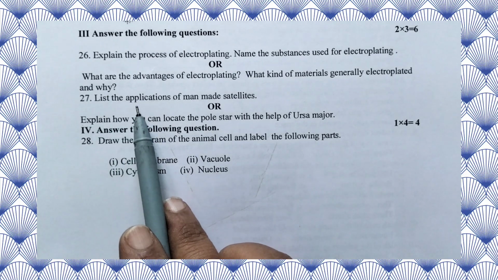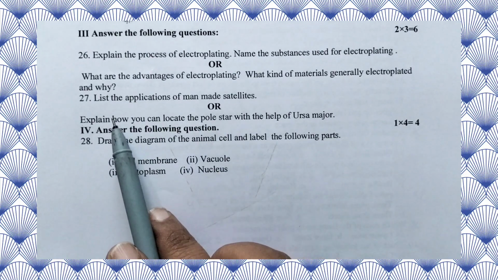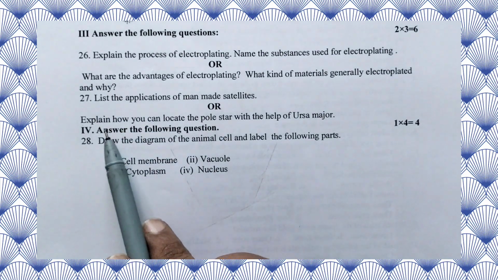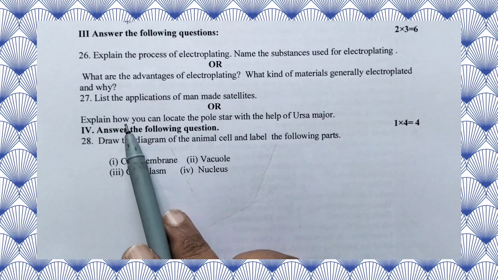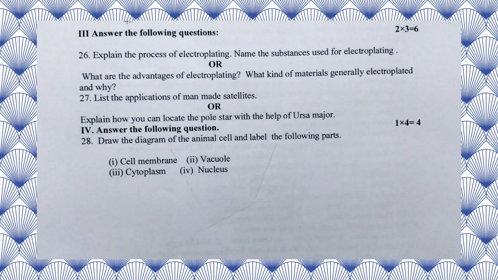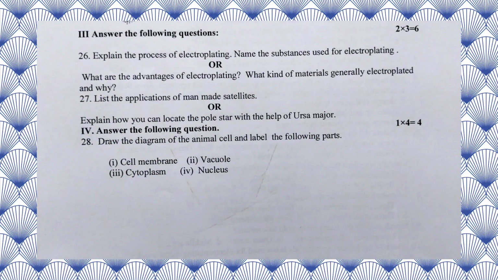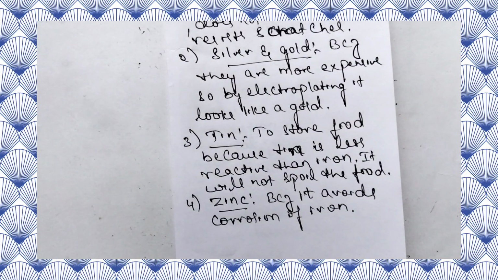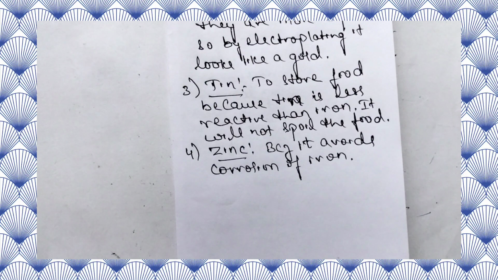List the applications of man-made satellites. Application means uses. Then in that one only one more: explain how you can locate the pole star with the help of Ursa Major. So now let us answer these two questions. The first question is, what are the applications of man-made satellites?